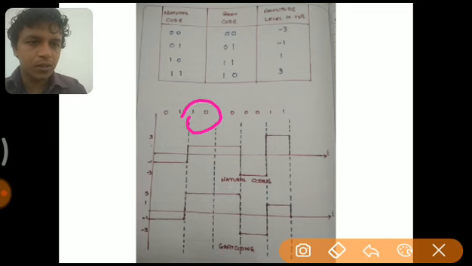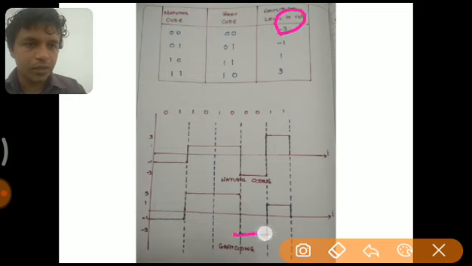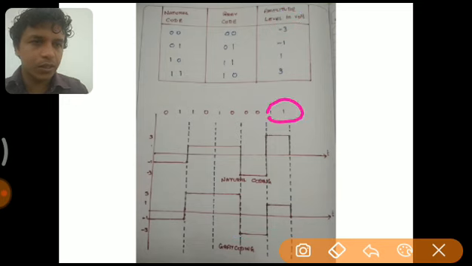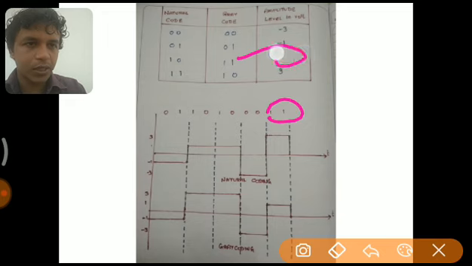Then the next symbol is 0 0. 0 0 is taking an amplitude level of -3 volt. It is represented here. And the last symbol is 1 1. In our example, 1 1 is taking an amplitude level of 1 volt, that is shown here.